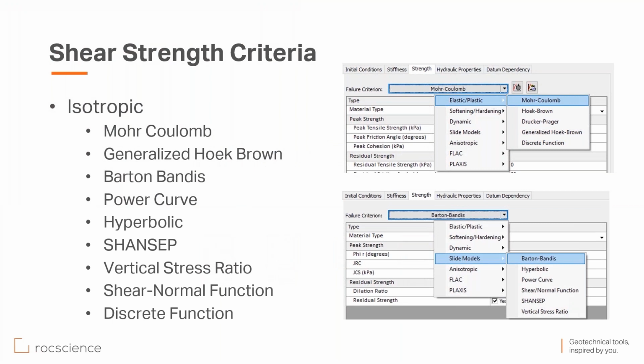So looking at these failure criteria, we have a library for isotropic strength criteria. We can categorize them into elastoplastic. These are the classic elastoplastic models like Mohr-Coulomb, Hoek-Brown, Drucker-Prager, Generalized Hoek-Brown. And we have developed all the Slide strength criteria that we have in our limit equilibrium packages. Those include Barton-Bandis, hyperbolic, power curve, shear-normal, Shansep, and vertical stress ratio. So except for Mohr-Coulomb, the rest of them are nonlinear, and we have all of them in these 4 tools that we present here.